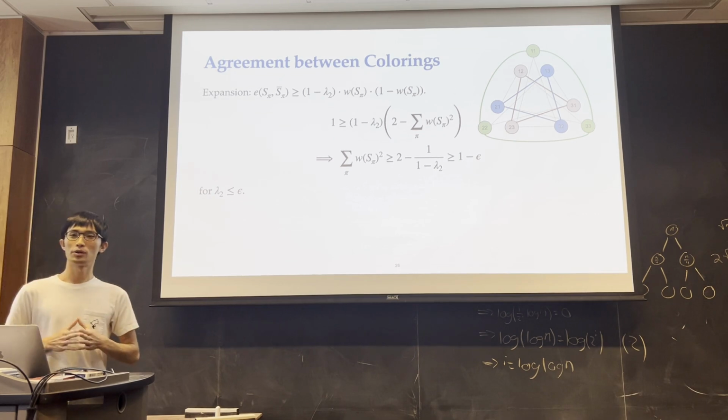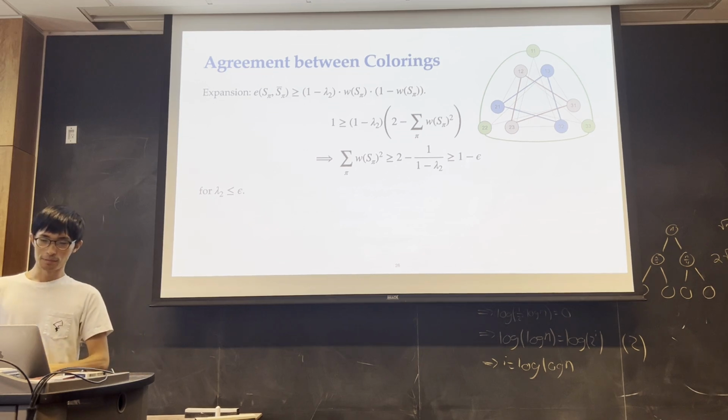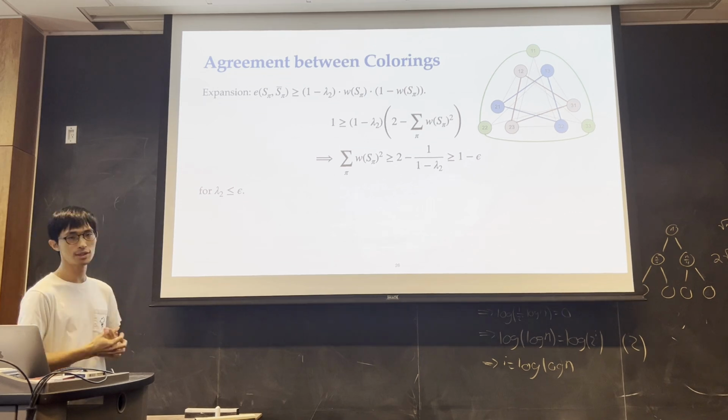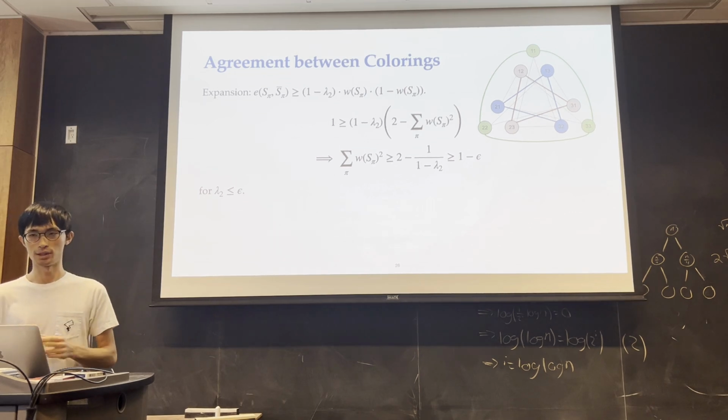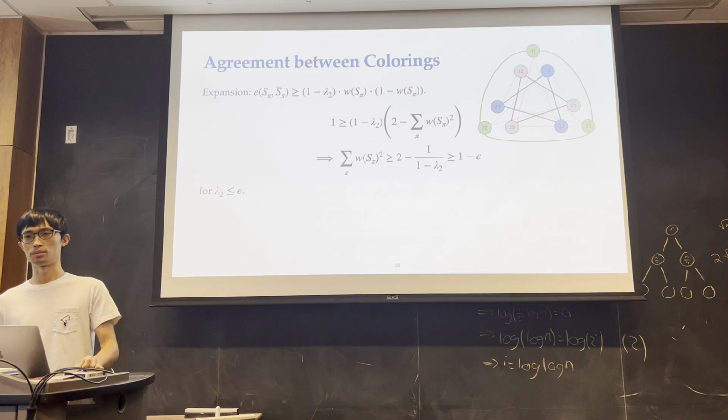So in particular, we already see that agreement cannot be 1/3. Because if agreement is 1/3, then every S_pi has weight at most 1/3. Then we have 6 permutations, so 6 times (1/3) squared is 6 over 9, which cannot be larger than 1 minus epsilon.